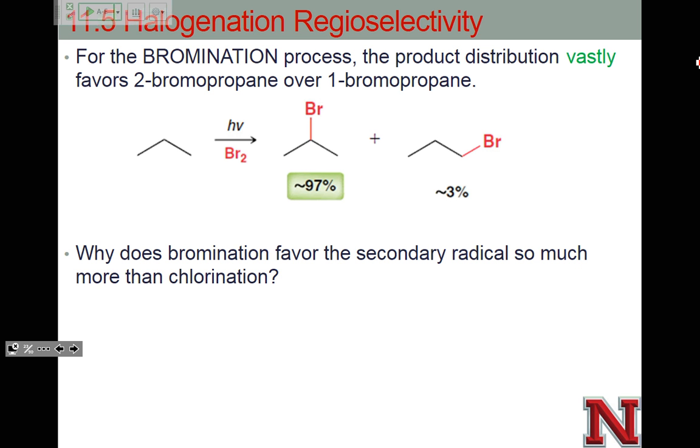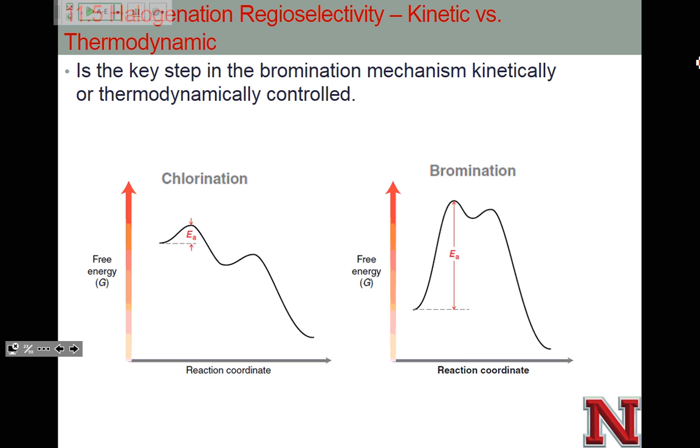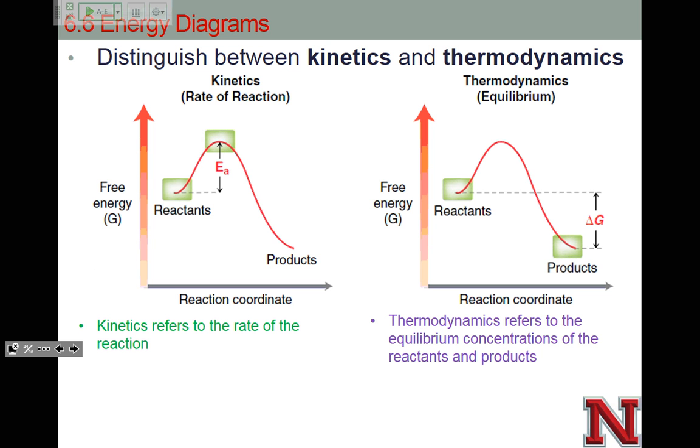So why does it favor it so much more than chlorination does? And the key is the fact that the first step for bromination is endothermic. That's really where it keeps. So to really explain this, let's review a little bit.